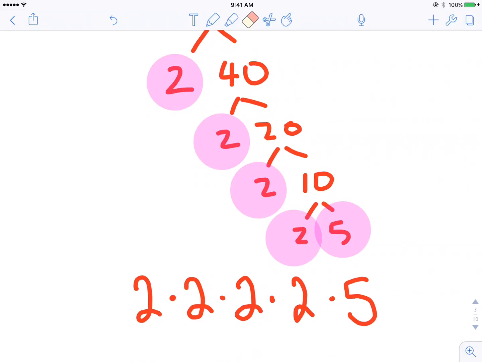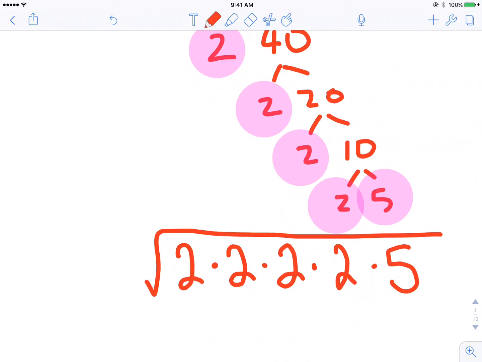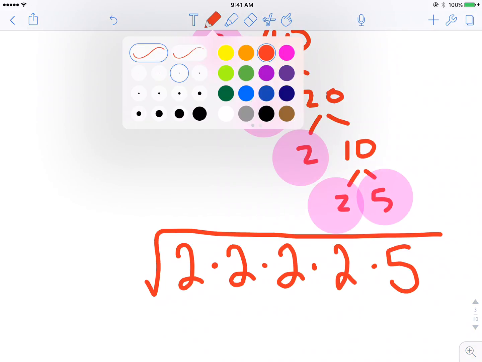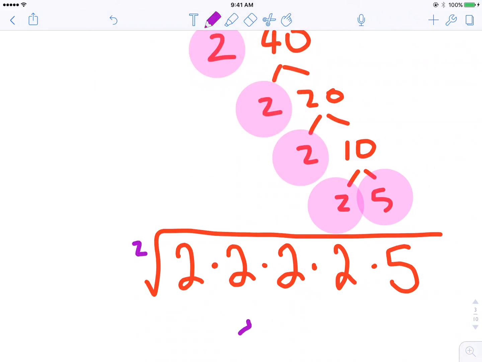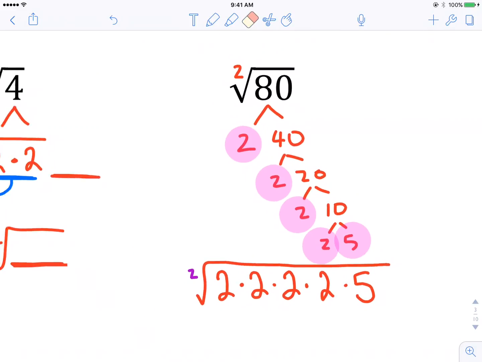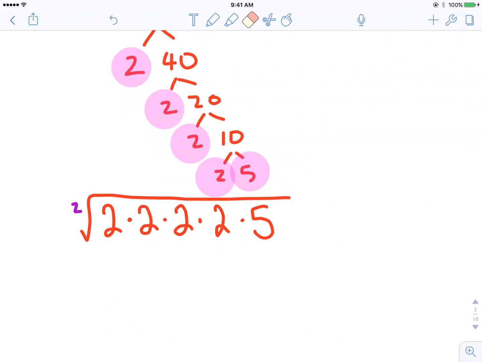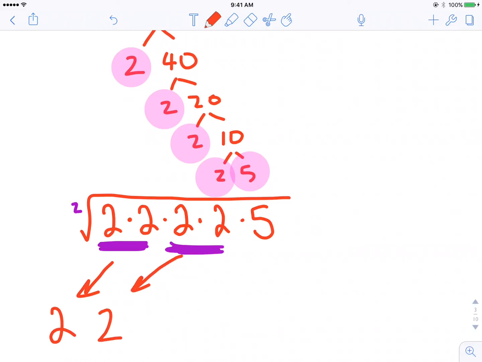This is all under my root sign, and in this case I know it's a square root. Now, square root, so I'm looking for groups of 2. Here's a group of 2. Here's a group of 2. This 2 comes out. This 2 comes out. I multiply the 2 together. I'll do that in a moment.